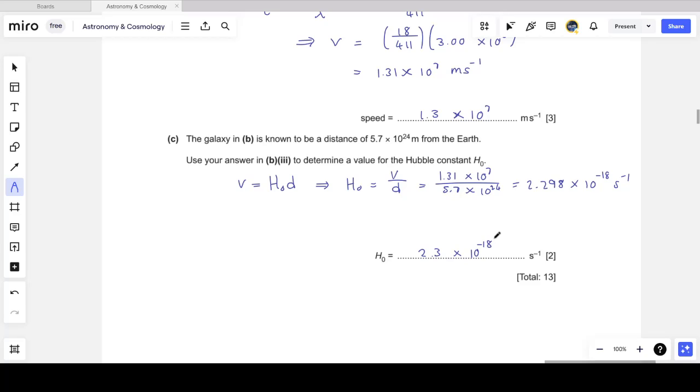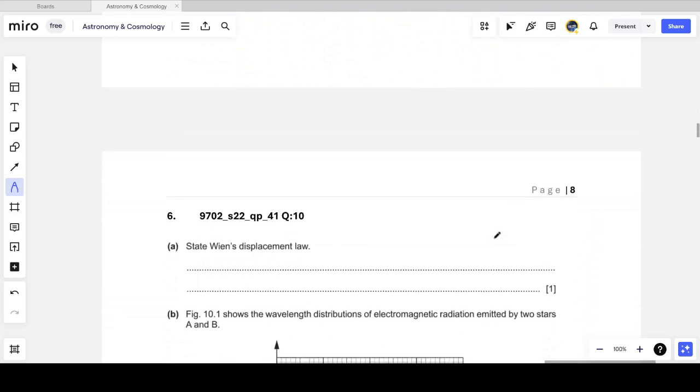So that was a fairly long question, a very long question actually. But it was a good question because it sort of brought together a lot of different concepts, especially the quantum physics of the emission spectra and the cosmology of it all. So how can we use the emission spectra, the line spectra, to actually determine how far away a galaxy is? So this is a good question. I would suggest attempting this question on your own before using any mark scheme or guide, as I would for any question, but this one specifically was quite interesting. So that was 13 marks altogether.